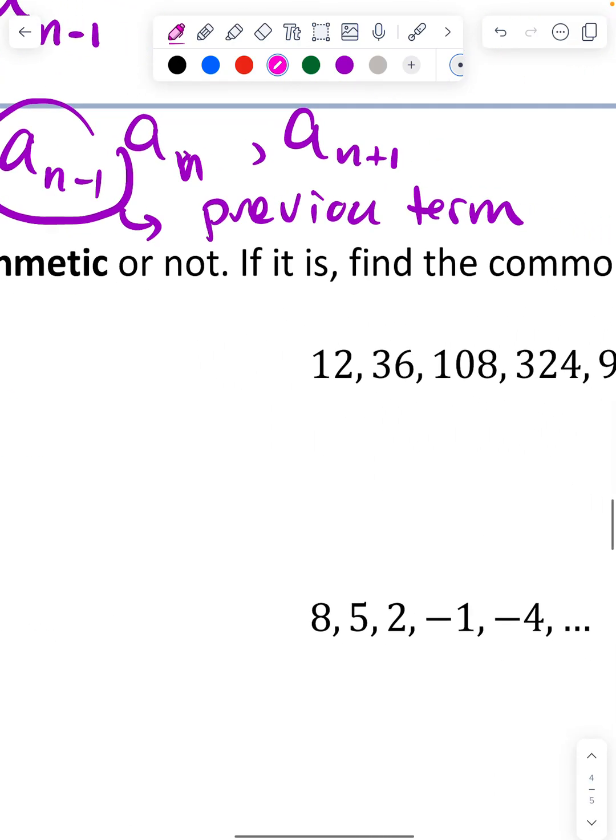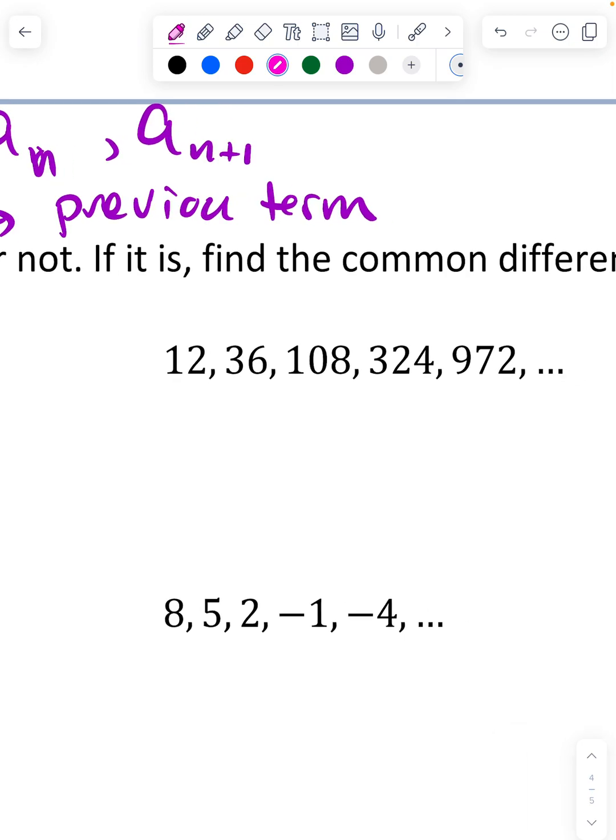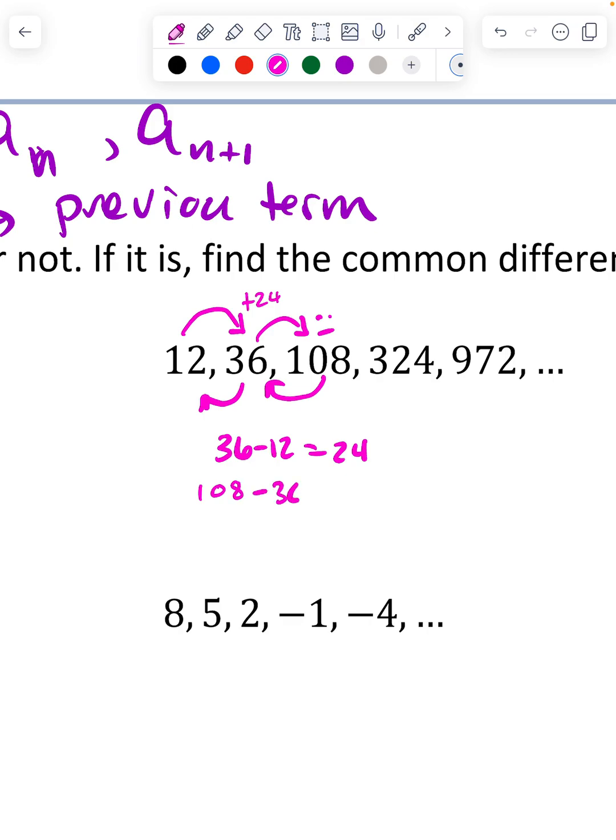Versus over here, let's see. So you can do a couple things. Here, to get from here to here, I'd have to add 24, but that's not happening on my next one. I'm not adding the same number to get there. If you like to take the term, any term, and subtract the one before it, you'd still get 24. But it has to work for all of them. And when I take 108 and subtract the term before it, it definitely does not equal 24. So this one is a no. It is not arithmetic.